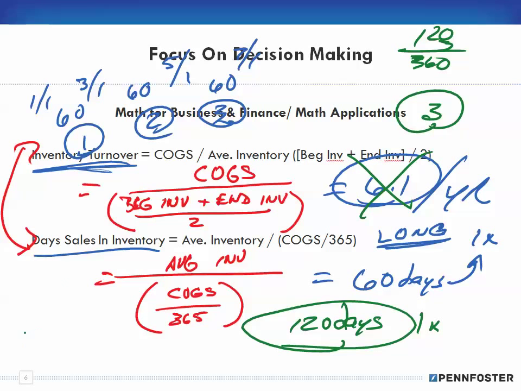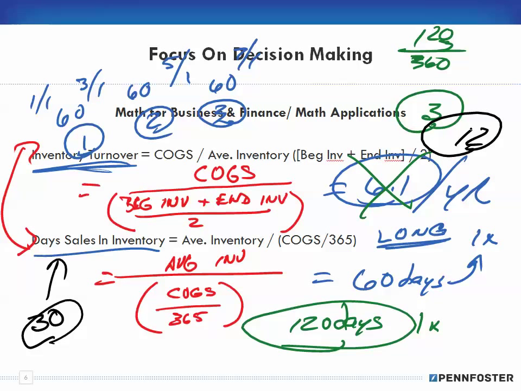If I'm turning everything over in 30 days, let me use black here, well, then not 6 times, right? My inventory turnover is going to be 12 times. 30 days times 12 is 360. So I'm turning my inventory over every month, right? And again, the more you turn it over, the more profit you're going to make. And that's the relationship between these two.